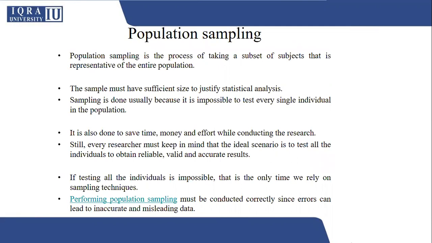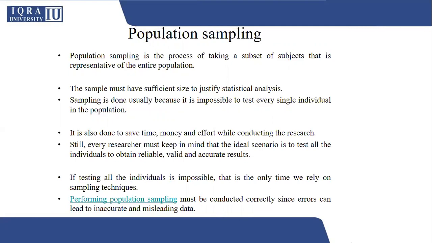Population sampling. Population sampling is the process of taking a subset of subjects that is representative of the entire population. The sample must have sufficient size to justify statistical analysis. Sampling is done usually because it is impossible to test every single individual in the population. Therefore, it also saves time, money, and effort while conducting the research.